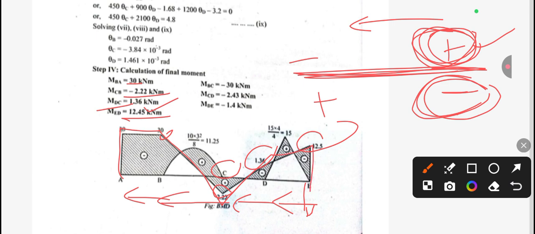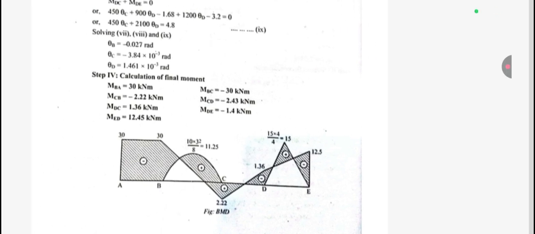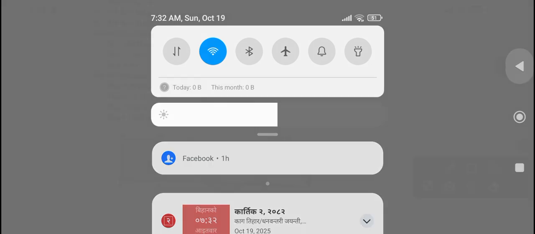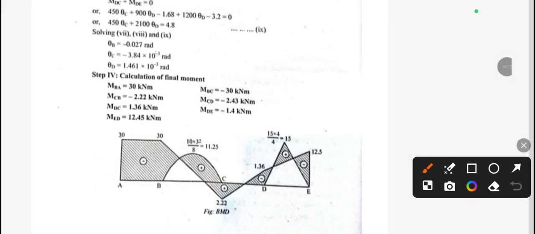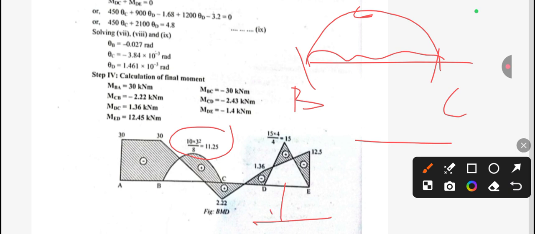Now we need to take two different things, for the span B to C. This is B to C. We have UDL. So for the UDL, this will be the maximum, and this will be WL squared by 8. So we get 11.25. And for the point load, that is for the D to C, the point load is acting at the middle portion. So this will be W.